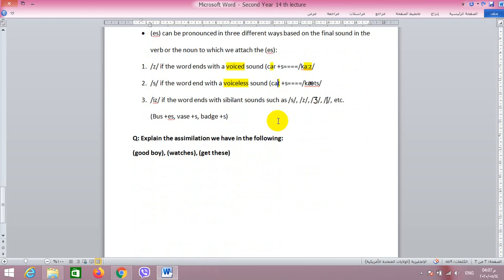Now, let me end this lecture with this question. Explain the assimilation we have in the following. Now, if we have assimilation, here we have two words. Here we have assimilation within one word. Here we have assimilation across word boundaries, two words. Now tell me what kind of assimilation. Is it regressive or progressive? In what feature? Is it an assimilation in manner or in voicing? And explain what has happened.